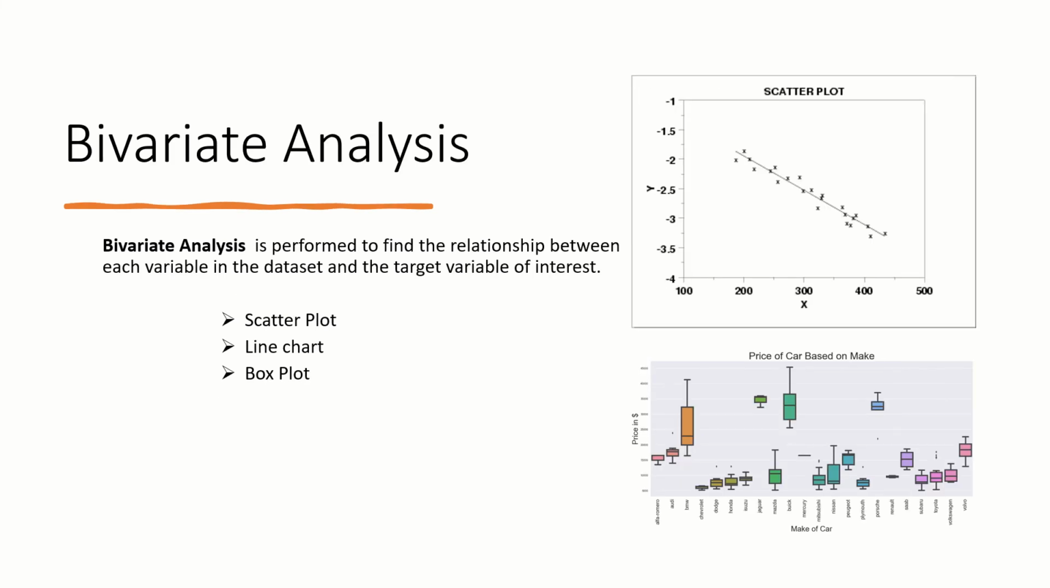Bivariate analysis is performed to find the relationship between two variables. Basically, it will be the target variable and the independent variables available in the data set. Here, as I have mentioned, I have given an example of the car make. So you can see the BMW is highly priced. Volvo is in the medium, and I think it is Bugatti which is highly priced. So based on the make of the car, the price increases or decreases. We are using scatter plot, line chart, box plot as part of visualizing these bivariate analysis charts.